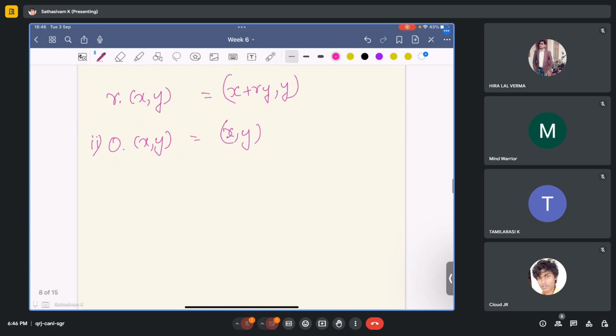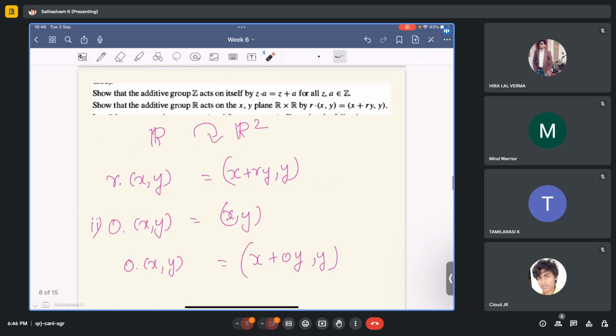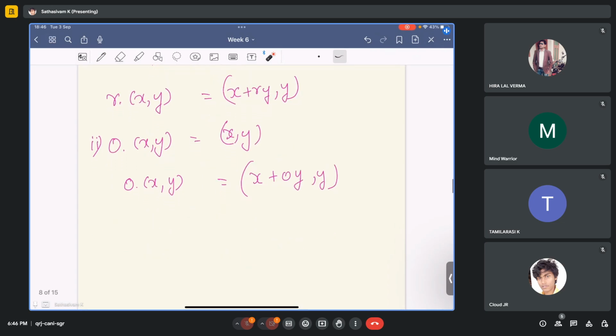Let's write it. What is 0 times XY? This is nothing but X plus 0Y. Here you observe that when we write RY, this is the multiplication in the real numbers. So 0Y is basically 0, so this is XY. So the first one is done.